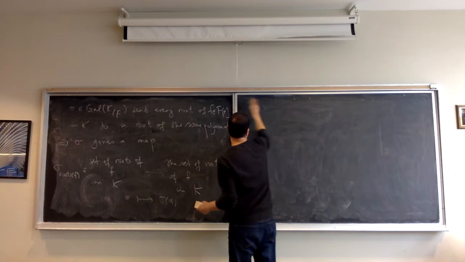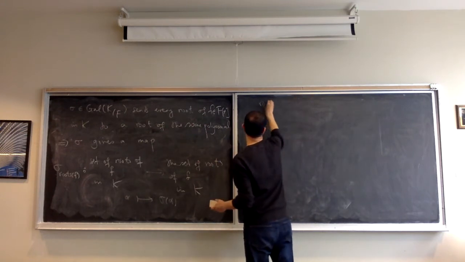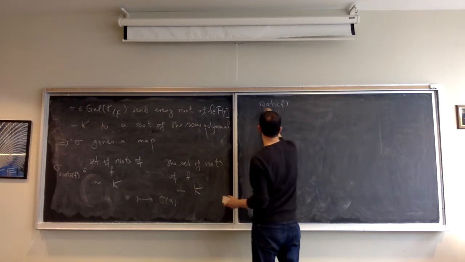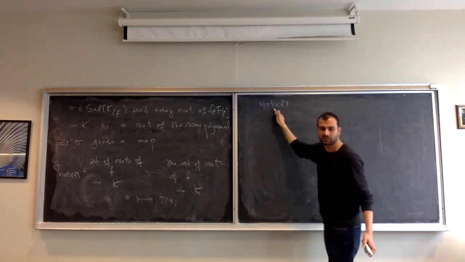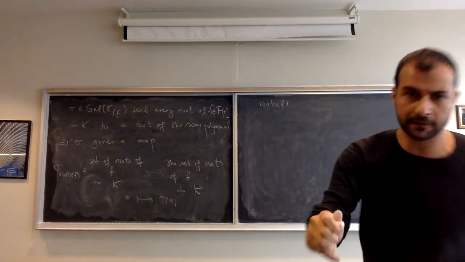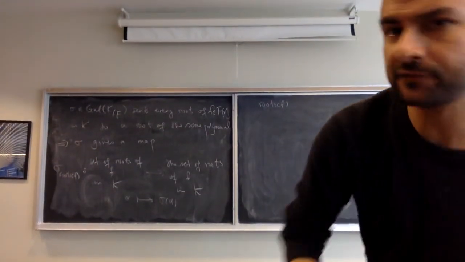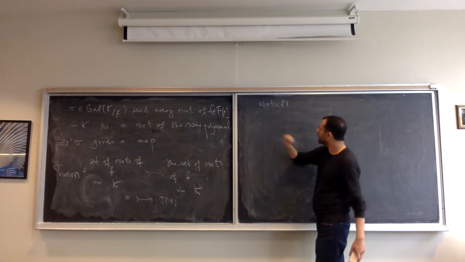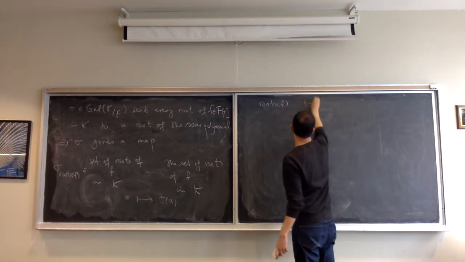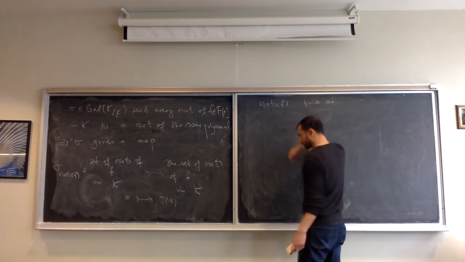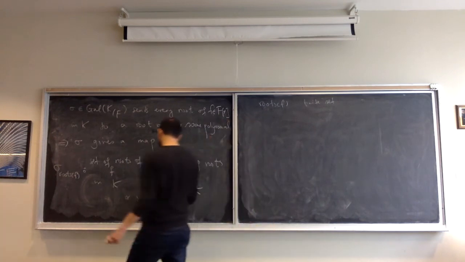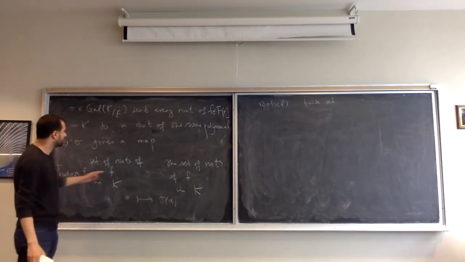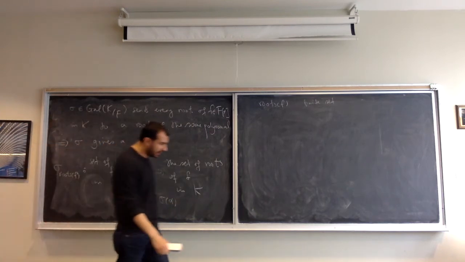So this is the set of roots of f. This is what I'm calling the set of roots of f, okay? Roots of f, sorry, I just want to make sure I didn't lose the camera. So by this I mean the set of roots of f. This is a finite set. Okay, and now you've got a function from that finite set to itself.